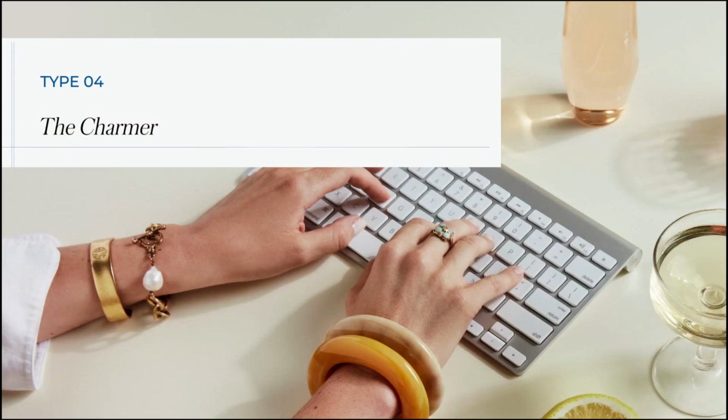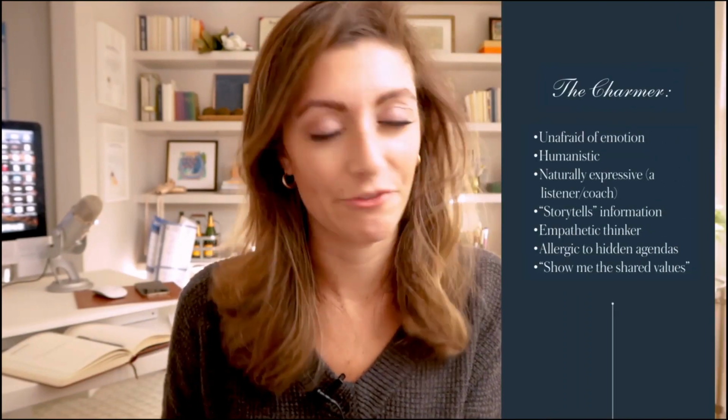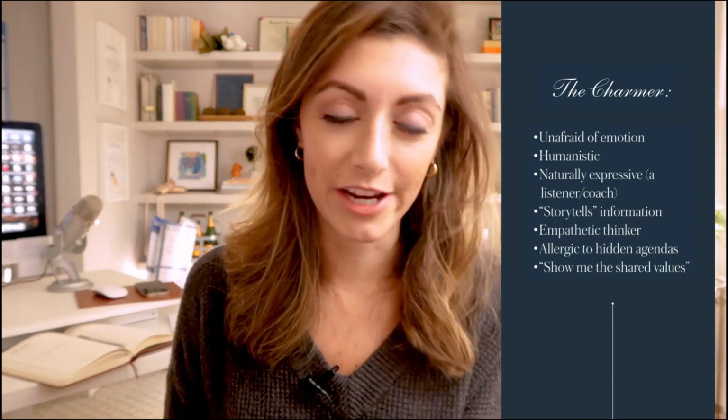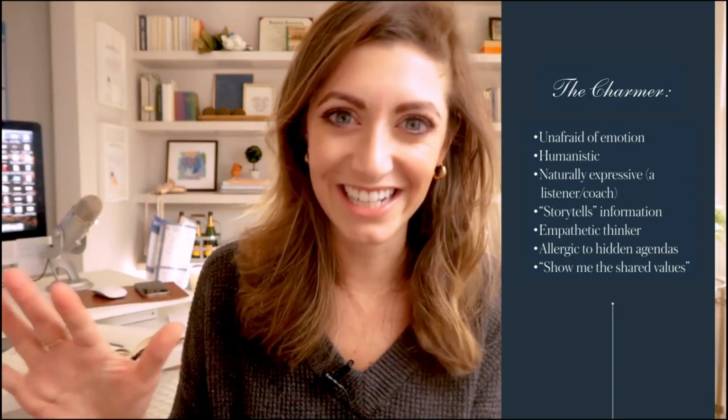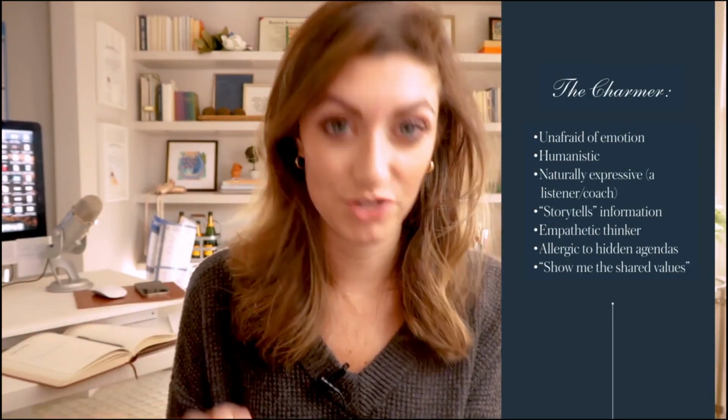Last up, we have the charmer. This is our winsome, expressive, and passionate decision maker when it comes to money, spending, and buying. This is your client or customer who loves emotion. They're very humanistic, very empathetic. They're naturally a great coach or listener. They hate hidden agendas and connect fiercely to shared values.